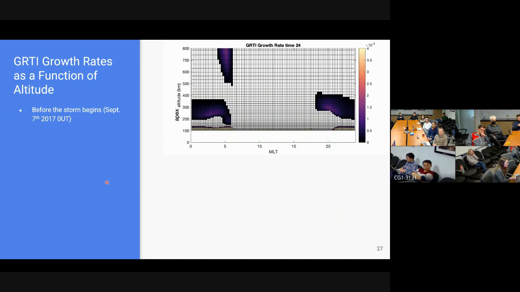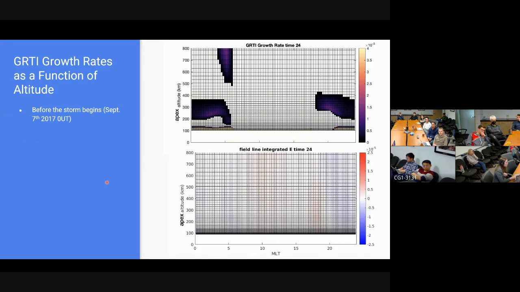And so now to compare this with our electric field results from the same time period. So this is the field line integrated electric field at the same time. On this screen, you can't really see it at all, but that actually in some ways illustrates the point. There's no significant electric field enhancement here. On my screen, you can see something, but suffice to say that it's all nearly zero.